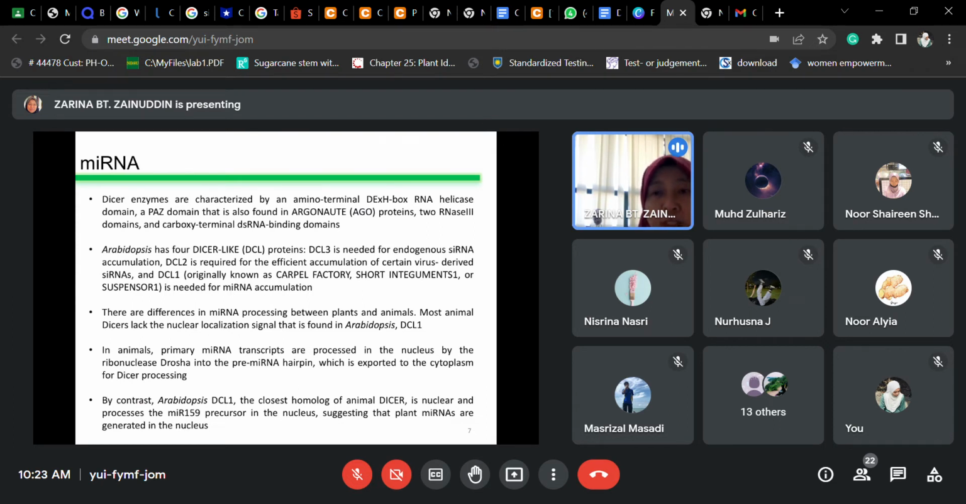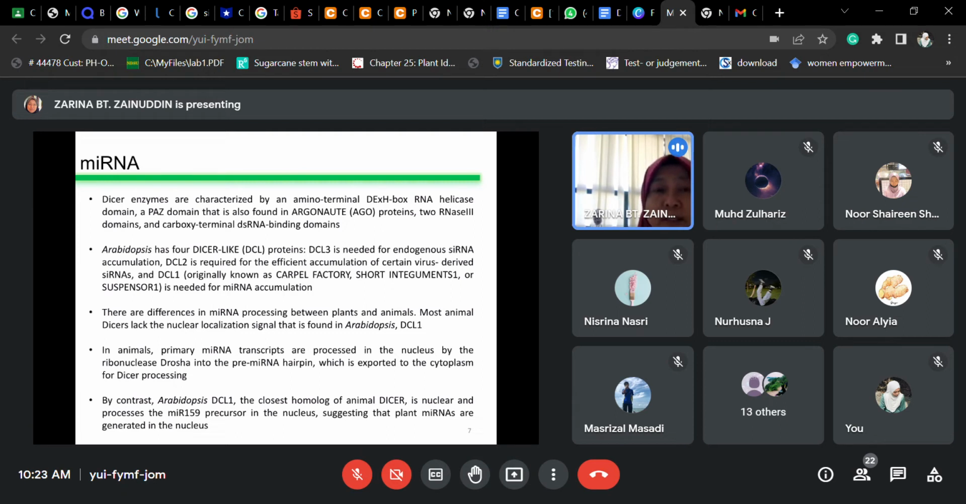DCL3, which is needed for endogenous siRNA accumulation, and DCL2 for efficient accumulation of certain virus-derived small RNA, and DCL1, which is needed for microRNA accumulation.